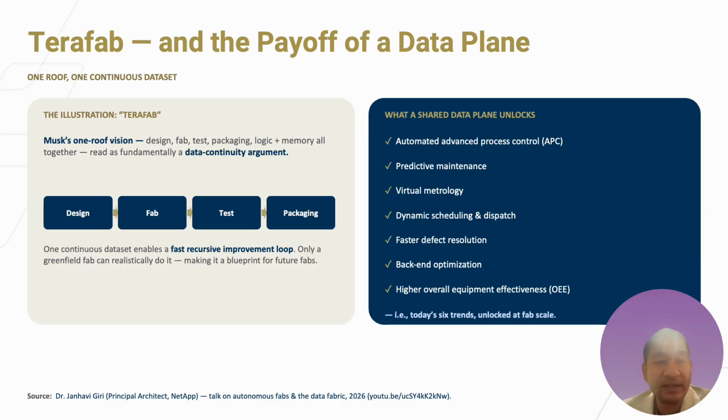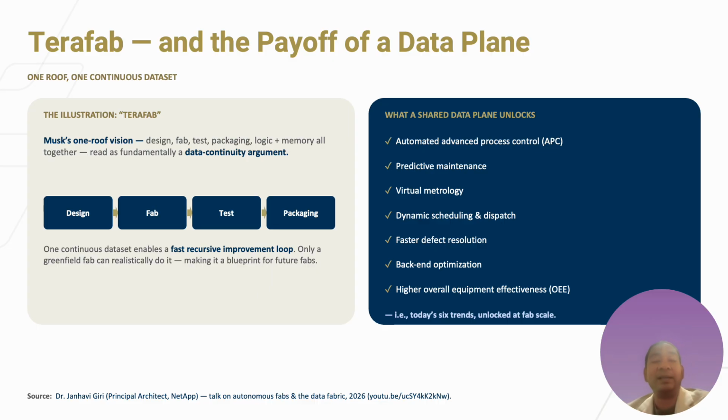Here is a concrete illustration. Elon Musk's idea of TerraFab puts design, fabrication, test, and packaging all under one roof. My reading is that this is really an argument about data continuity. With everything in one place, you get one connected data set and a fast improvement loop. Only a brand new fab built from scratch can pull it off, which would make it a blueprint from the future.